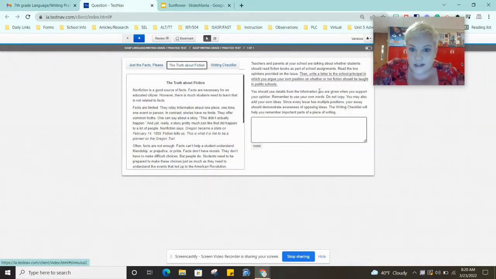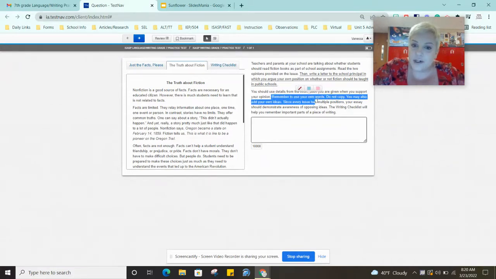You should use details from the information to support your opinion. That means text evidence. Remember to use your own words. Do not copy. You may copy text evidence, but you're not copying anything else. You may also add your own ideas. Since every issue has multiple solutions or positions, your essay should demonstrate an awareness of opposing ideas. The writing checklist will help you remember important parts of the writing piece.